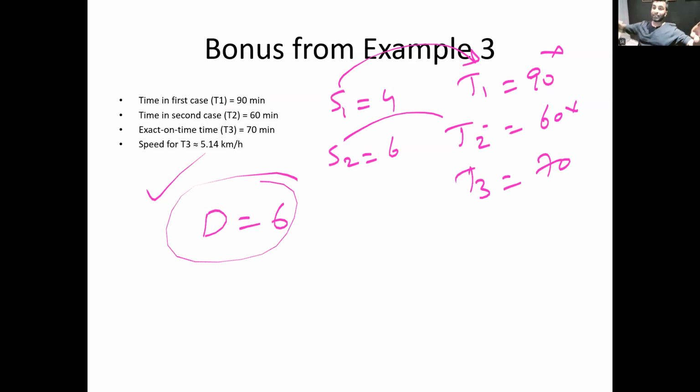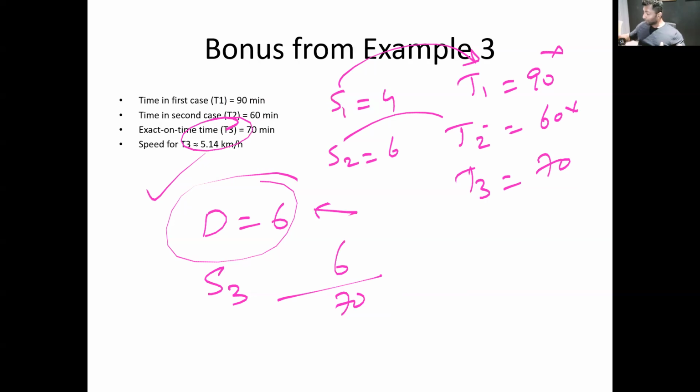The highest level question that they can ask is speed 3. What should be the speed at which he should travel so that he won't be late or early? For that, first you find the distance, which is 6, divided by the time that he can take to travel so that he won't be late or early, which is 70. That's where you get this.